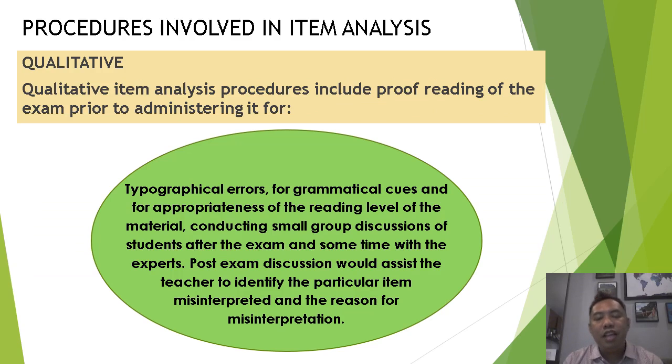So, procedures involved in item analysis. We have the qualitative. Qualitative item analysis procedures include proofreading of the exam prior to administering it. So these are the typographical errors, grammatical cues, and appropriateness of the reading level of the material. It also includes conducting small group discussions of students after the exam and sometimes with the experts.